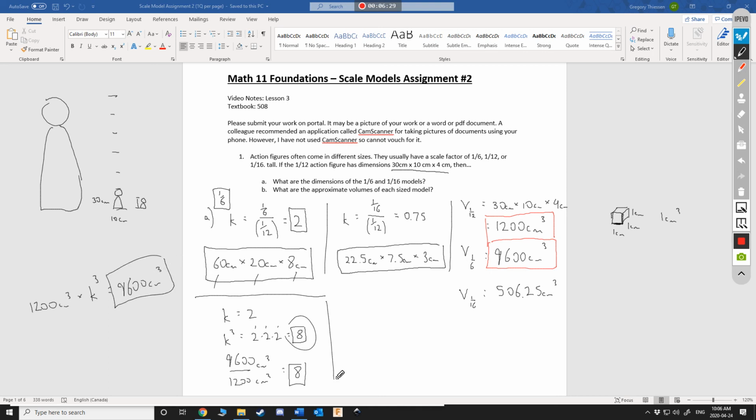For my other one, instead of recalculating, I can take my 1,200 centimeters cubed and multiply by my k factor. Because we're talking about volume, I'm going to cube it. So 1,200 multiplied by 0.75 to the power of 3, and we get 506.25 centimeters cubed, which is identical to what we found by multiplying length times width times height.